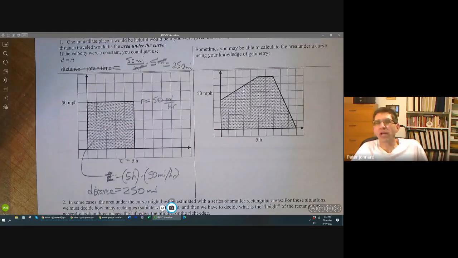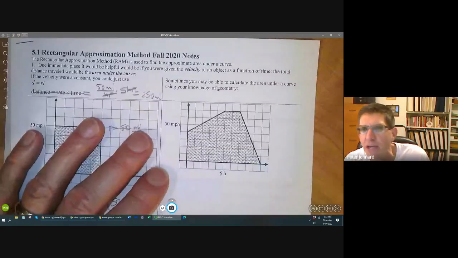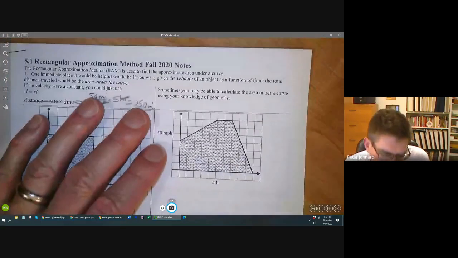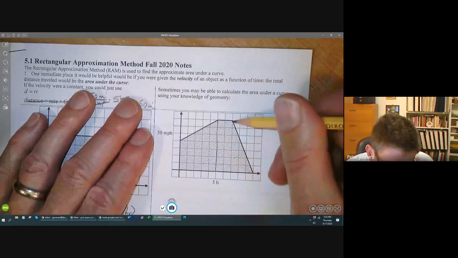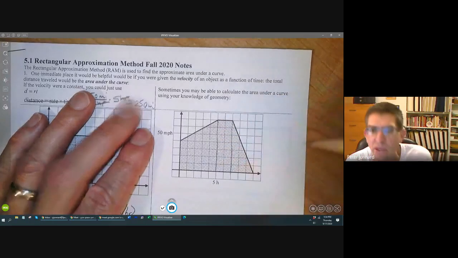So could you generalize this? What if instead of having a simple shape like a rectangle, would it work if you had more complicated shapes? And the answer is, of course, it's calculus. Of course it will work. So what we can do here is break this shape down into other pieces, okay?